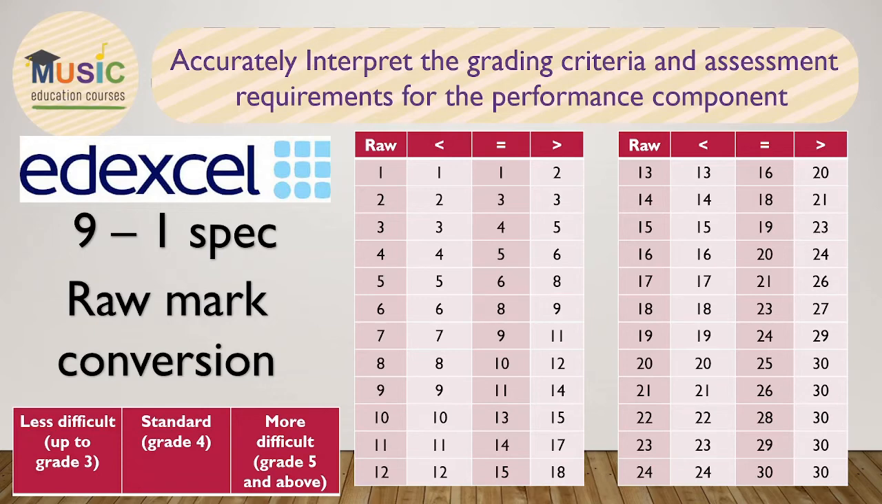But remember, if it's grade 1, difficulty level 1, then you can't get above the second level, at least in terms of technique. Standard, grade 4, gives you a few more marks, and then more difficult, grade 5 and above, gives you even more. My advice for anyone who is grade 6 or above, stick with grade 5, because it's always better to go with the grade 5 that you're clearly going to perform a lot better.